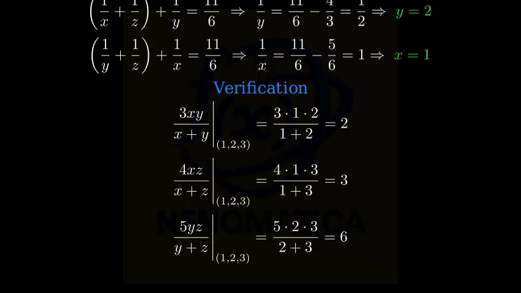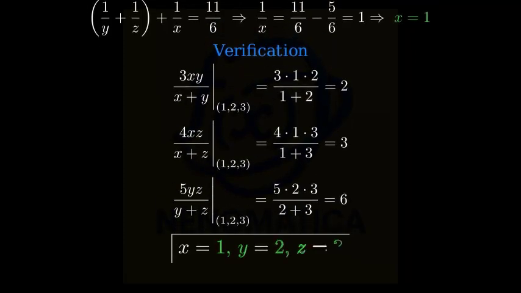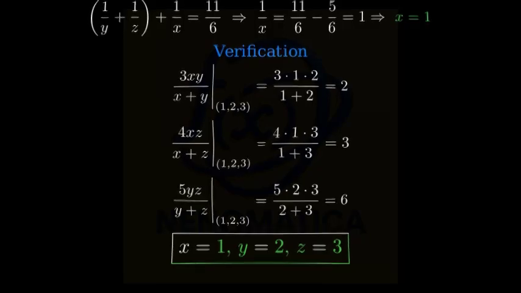All originals are satisfied. Therefore, the solution is x equals 1, y equals 2, and z equals 3.